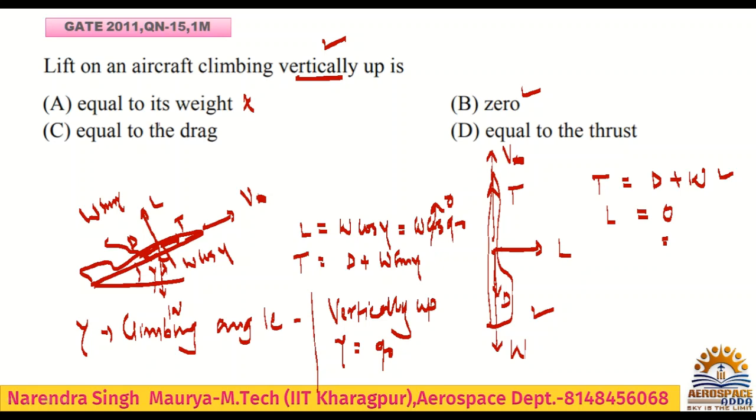Hope you understood. Equal to drag, lift cannot be equal to drag. Equal to thrust, that cannot be equal to thrust. So obviously, this is the one case which is for steady level. Lift is equal to weight, that is true, but it is for steady level flight.